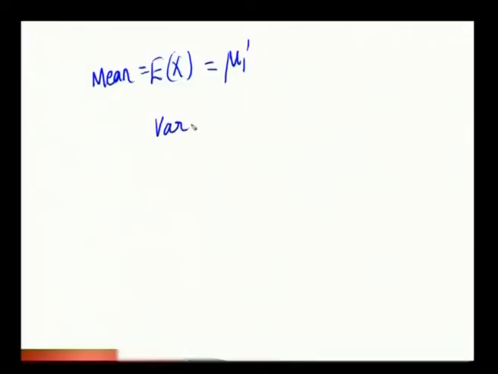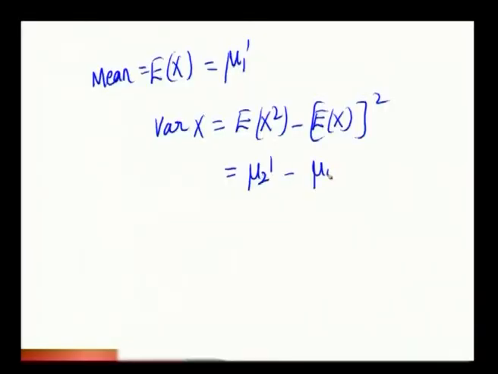What about variance? We know that variance of x is equal to expectation of x square minus expectation of x the whole square, and we already know expectation of x is written as mu 1 dash. What is expectation of x square? When you put r is equal to 2 in mu r dash, you get expectation of x square. So, this is equal to mu 2 dash minus mu 1 dash square. This is your variance of x.